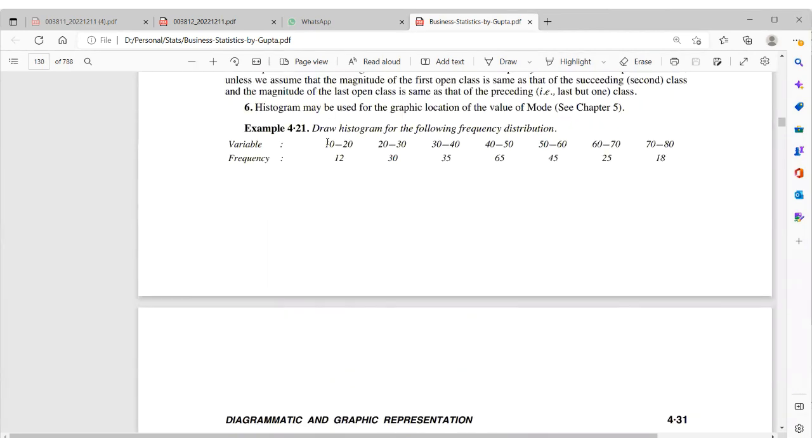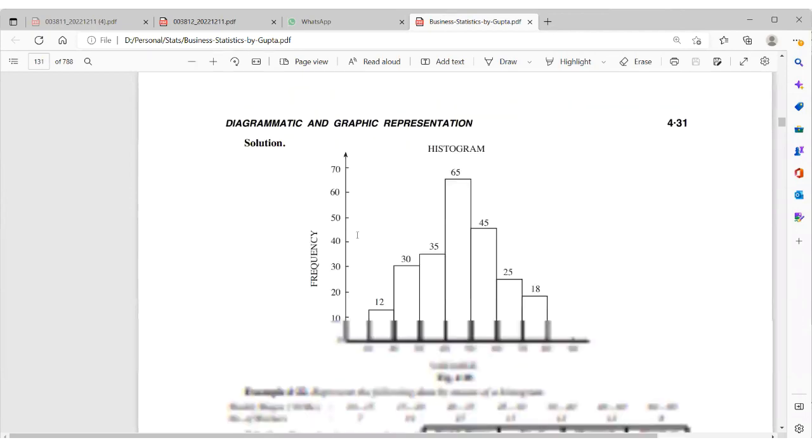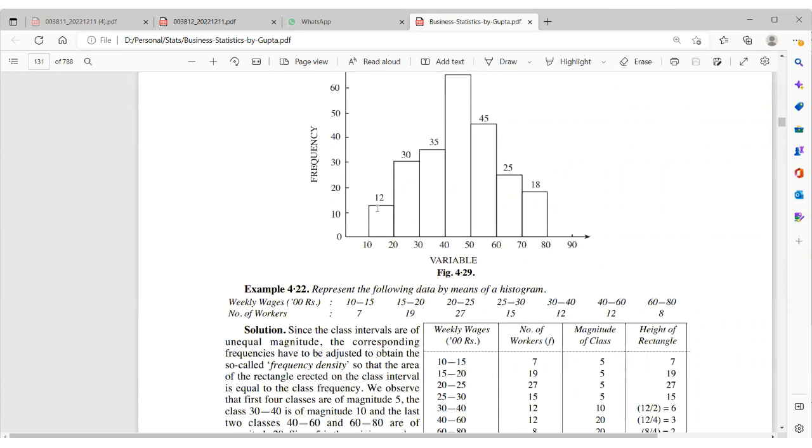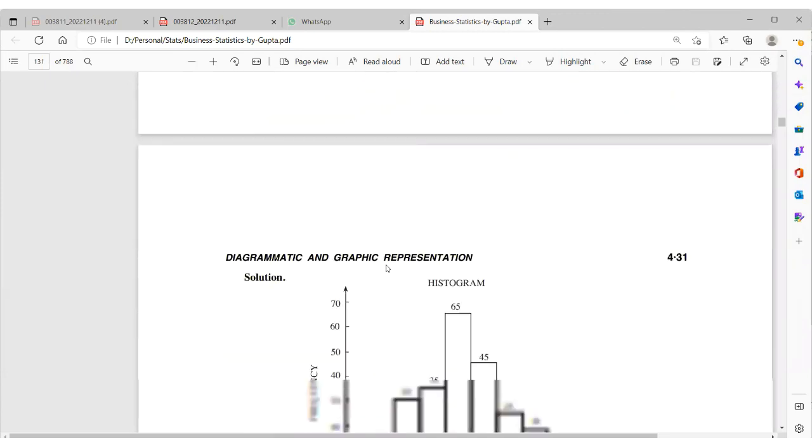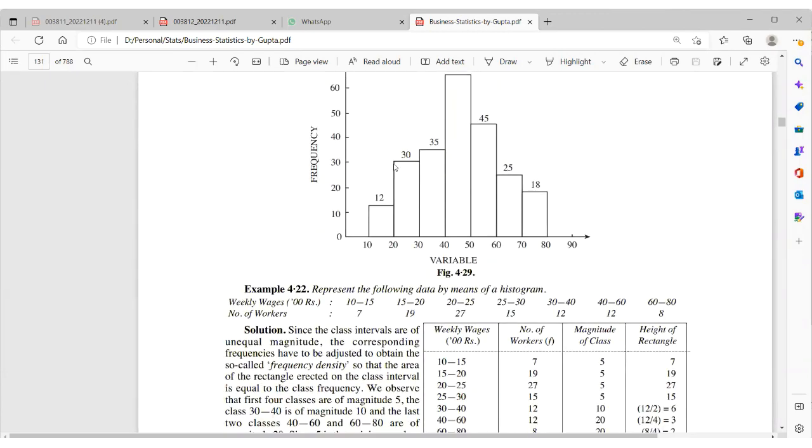The first variable is 10 to 20, the frequency is 12, right? So we make a rectangle like this. Again, 20 to 30 is 30. Adjoining this, 20 to 30 is 30. We make a 30 line and we make a histogram.